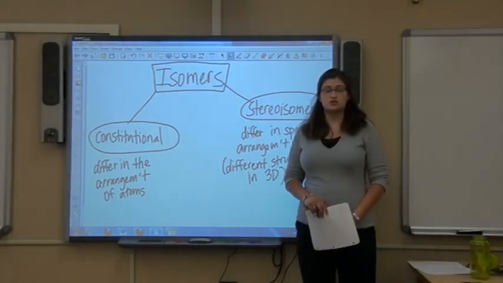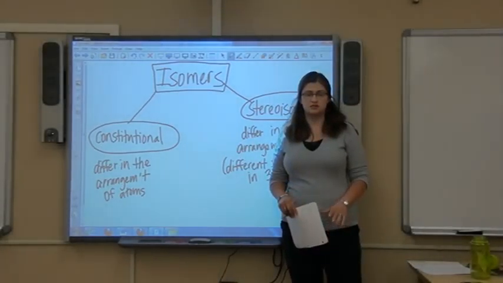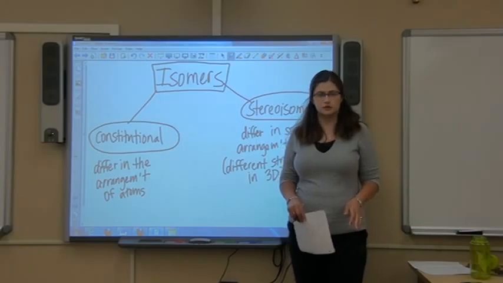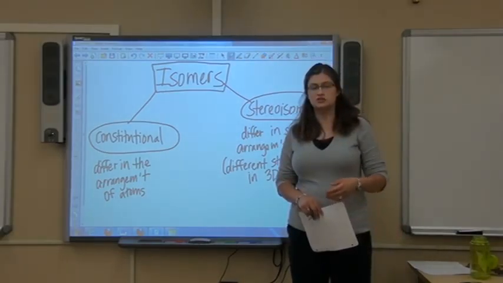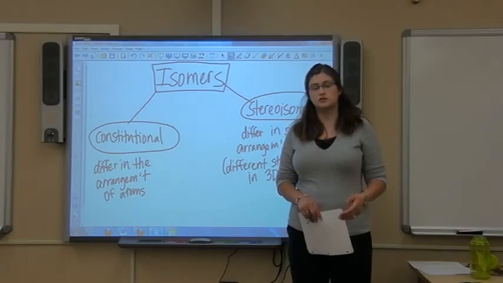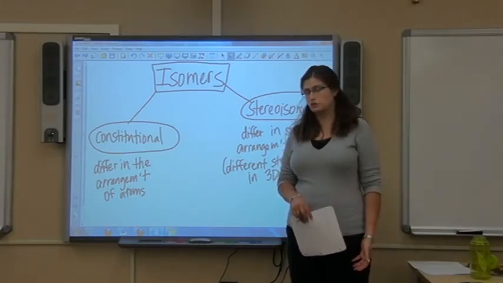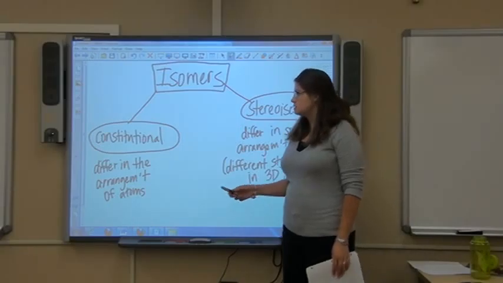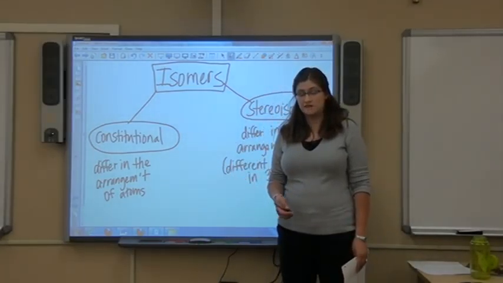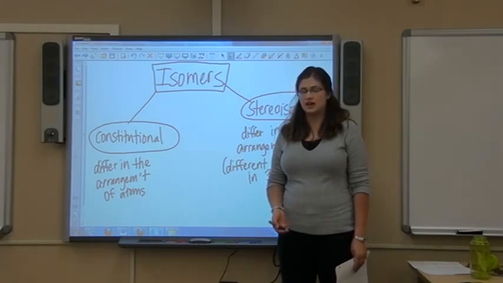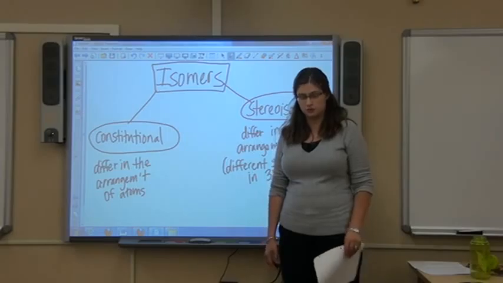In part 3, we'll be totally switching gears to something totally new. We're going to talk a little bit about what are called isomers. Now, there are two major classes of isomers. The first are called constitutional isomers. And as you can see, they differ in the arrangement of atoms. That means that they have the same molecular formula, but they have a different structural formula.